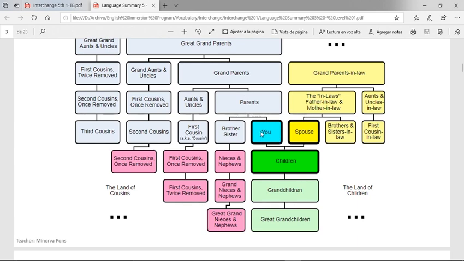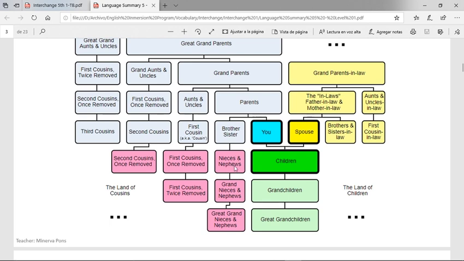Okay? You are the son or the daughter of your parents. Your parents are your mother and your father. The sons or daughters of your parents are the children, and they are your brother or sister if you have any, and you can be a brother or sister too, okay? Well, if your brother or sister have children too, sons or daughters, then they are your nieces or nephews.